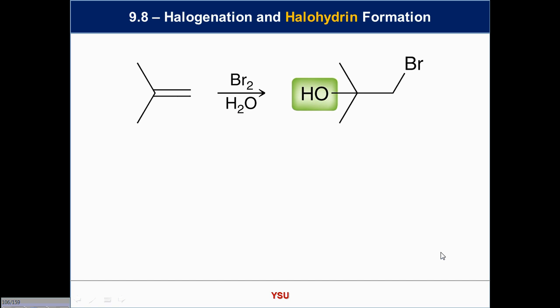This is that question that Ashley asked. What happens when you have a non-symmetrical alkene? Well, then it gets more complicated, obviously. In this system, we're going to make a bromonium ion here, and then it gets attacked. And it could get attacked at this end, or it could get attacked at that end.